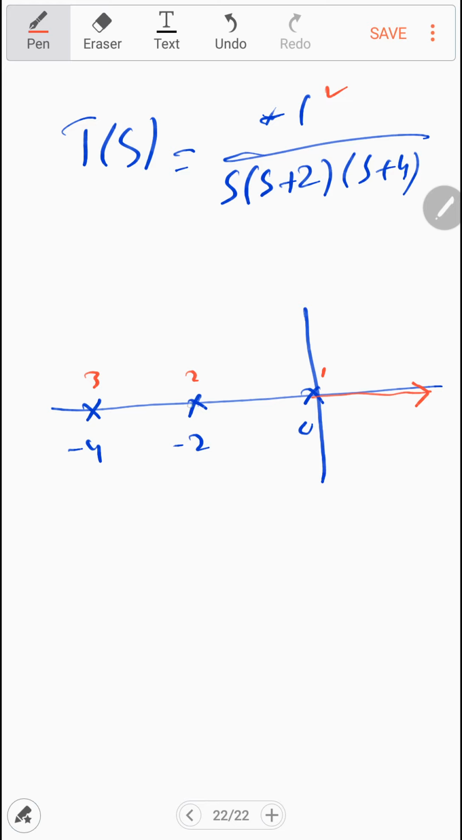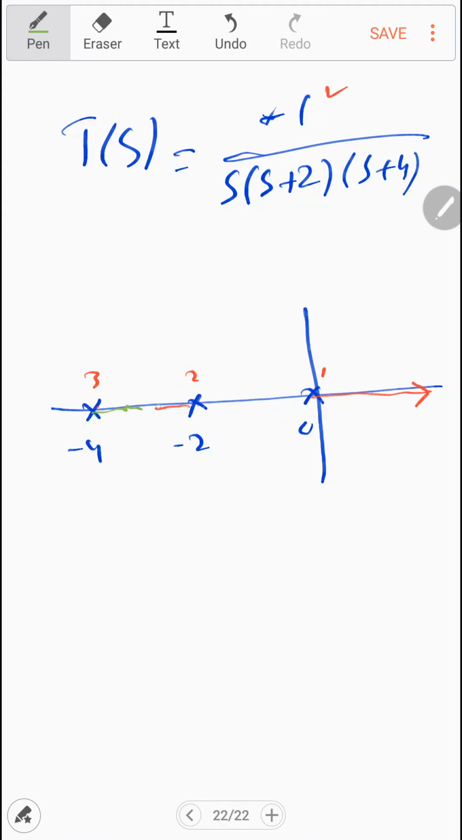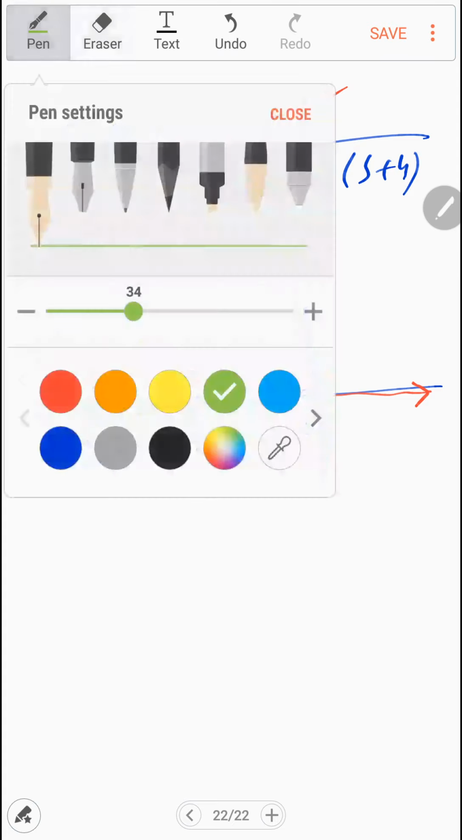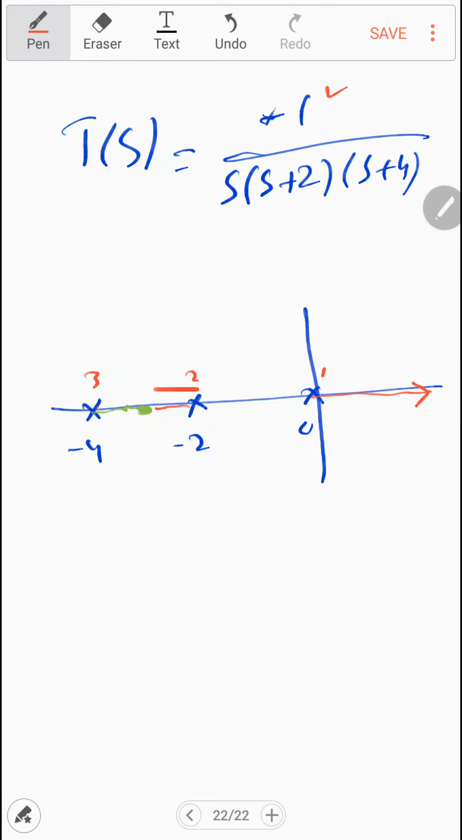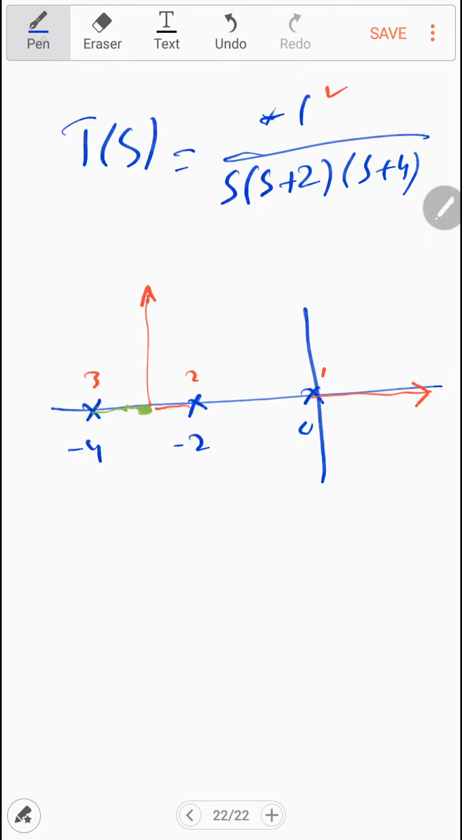Similarly, the locus will start from this pole and also from this pole. So it will start from this pole, and this will also start from this pole, and then they meet at some point, and then it will go to the zeros at infinity, because the zeros are not known. So it will rise into the complex plane. And similarly, the green one will also go into the complex plane as the value of k increases.